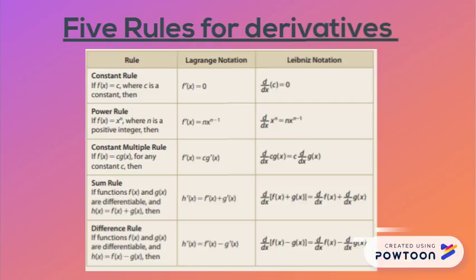The sum rule and difference rule are similar. They involve addition or subtraction of two functions and differentiating them. So h of x equals f of x plus or minus g of x, and the derivative h prime of x equals f prime of x plus or minus g prime of x. Lastly, the constant multiple rule is differentiating a function with a coefficient. The coefficient can be ignored when differentiating the function. So f of x equals c g of x, and f prime of x equals c g prime of x.